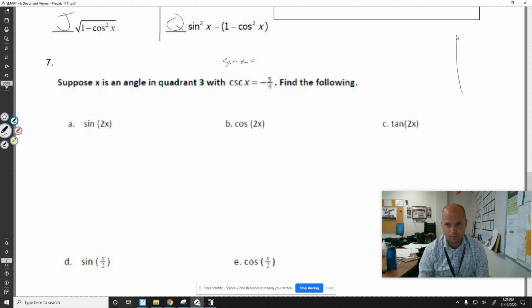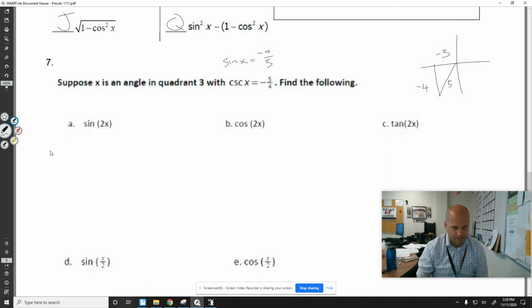All right. Well, cosecant x is negative 5 over 4. We're in the third quadrant. Cosecant's the reciprocal of sine, so sine's going to be negative 4 over 5. Opposite over hypotenuse, hypotenuse over opposite. Third quadrant, opposite, negative 4. Hypotenuse is 5. At least it's nice that this is 3. I think I did this in class. Whatever, I'll do it again.